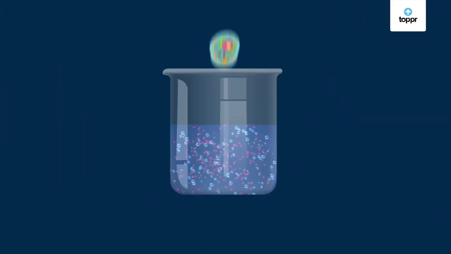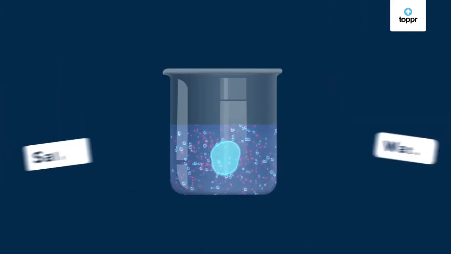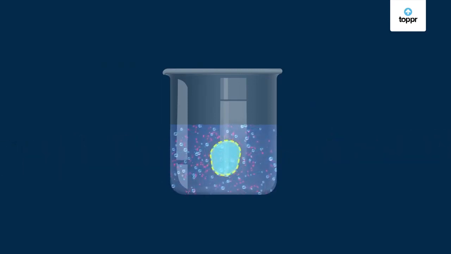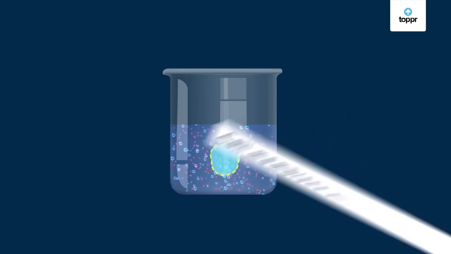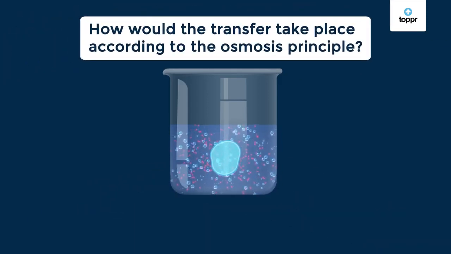Let's say there is a cell surrounded by a solution which has a certain amount of salt X in it. As we know, the cell membrane is semi-permeable. So it cannot let in this salt X, but it can let in water molecules. How would the transfer take place according to the osmosis principle? Well, there are three possibilities.